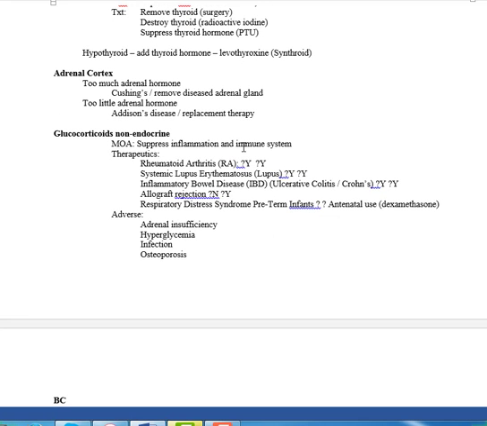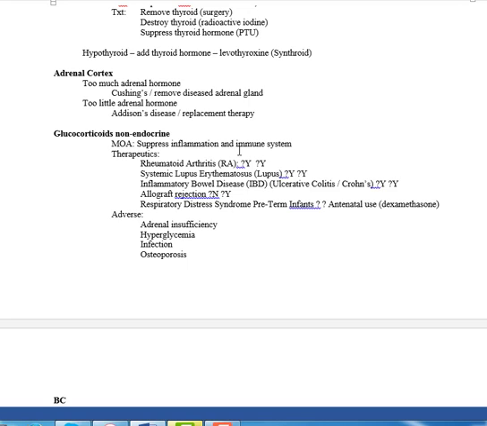Non-endocrine uses of glucocorticoids. So what you want to do is kind of check these two boxes, inflammation and immune. So if you have rheumatoid arthritis, is that an inflammatory condition? Yes. Is that an immune condition, autoimmune condition? Yes. Systemic lupus erythematosus, is it an inflammation? Yes. Is it an autoimmune? Yes. And rheumatoid part of SLE? Not sometimes. Inflammatory bowel disease, same thing. Ulcerative colitis, Crohn's, is it inflammation? Yes. Is it immune? Yes.